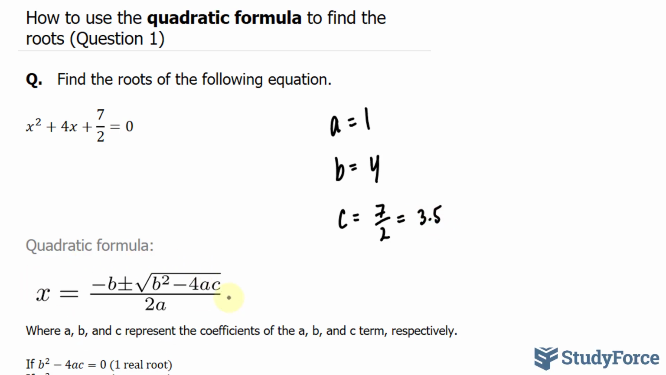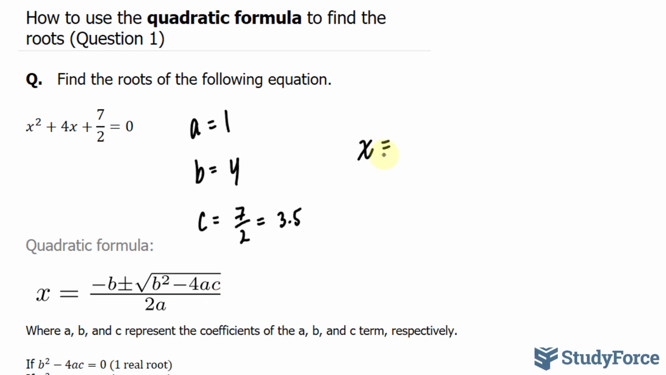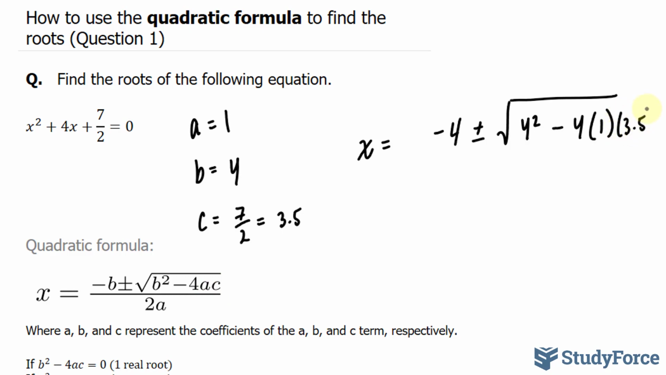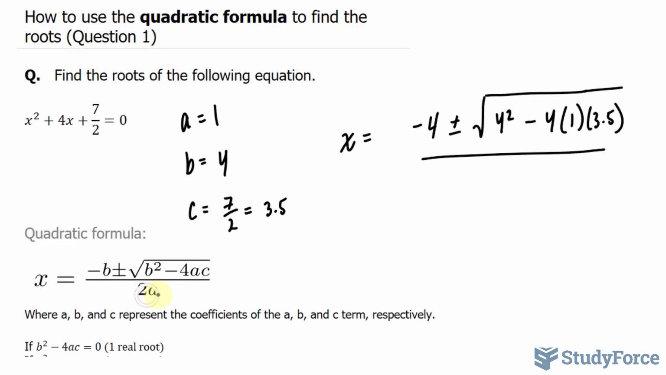So what we'll do next is fill in these values with what we just found. So x is equal to negative b, and in our case, our b value is 4. So we have minus 4 plus minus, that's that part right there, the square root of b squared. So we have 4 to the power of 2 minus 4 times a. And notice how I've placed the number 1 in brackets, because that shows 4 is being multiplied to it. And c is 3.5. And this is all over 2 times a. So we have 2 times 1.